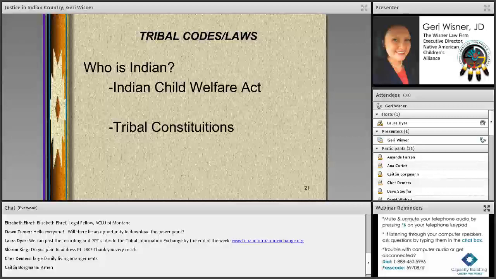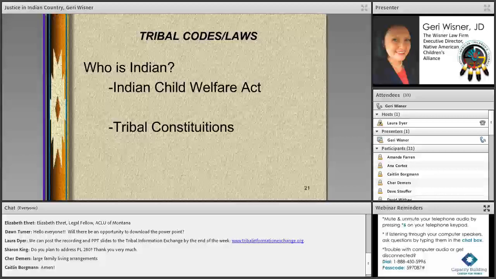So the carry forward on that is this. We have a lot of Native people who are not members of a federally recognized tribe. They can be identifiably Native, but if their ancestors were not on those Dawes rolls, they are not Indian today.